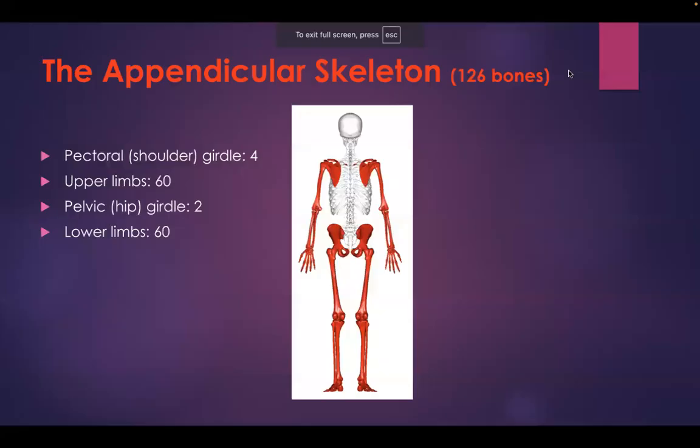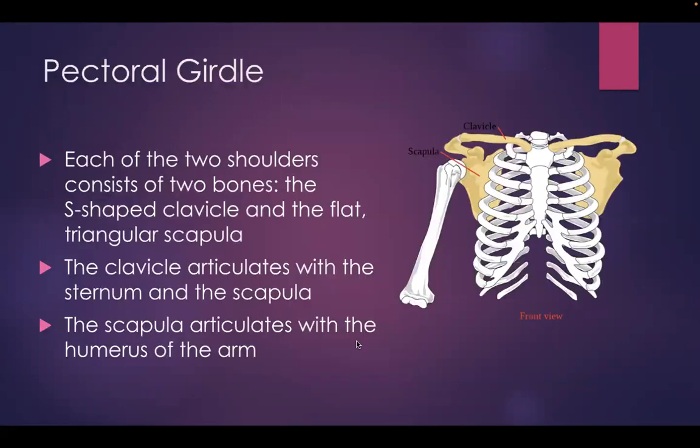All right, this one's pretty easy. Okay, so the appendicular skeleton is 126 bones. So we have the pectoral girdle or the shoulder girdle. That's 4 bones because it's 2 scapulae, 2 clavicles. The upper limbs, each arm has 30 bones. So that adds to 60. The pelvic girdle, your 2 hip bones. And the lower limbs also have 30 bones each. So 60 total.